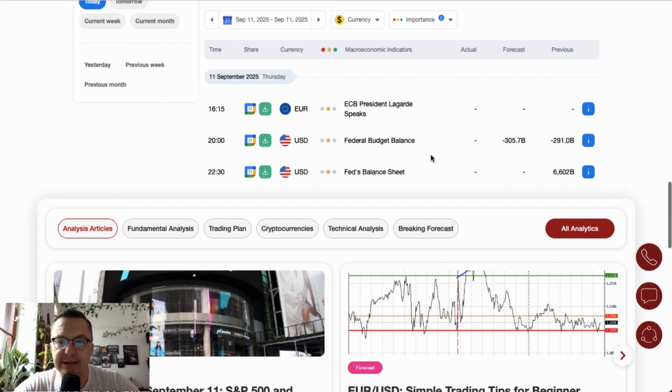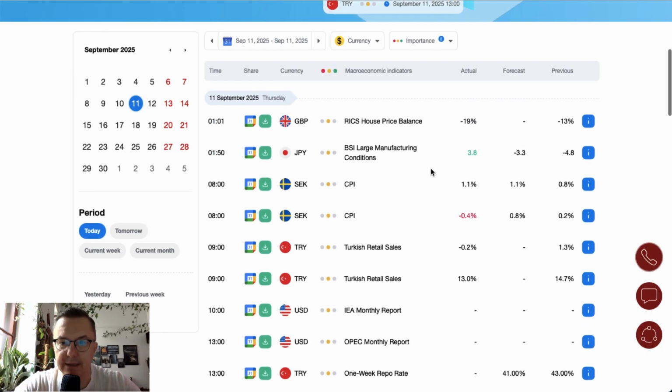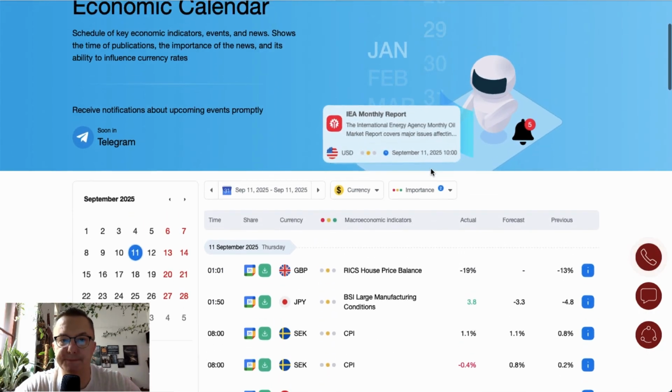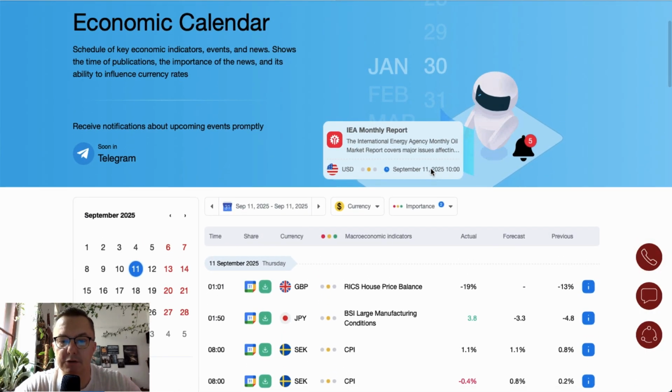At the end of the day, we have ECB President Christine Lagarde giving a speech at 4:15. Then we have the federal budget balance from the US scheduled for 8 o'clock, and at 10:30 we get the Fed's balance sheet. So quite an interesting day, especially for all of the euro traders. ECB interest rate decision 2:15, consensus 2.15%, no change. So let's take a look at the charts.